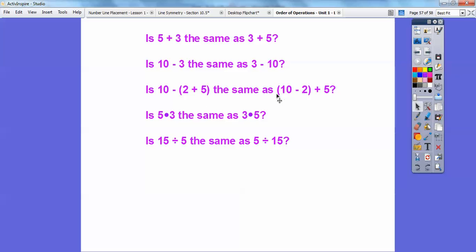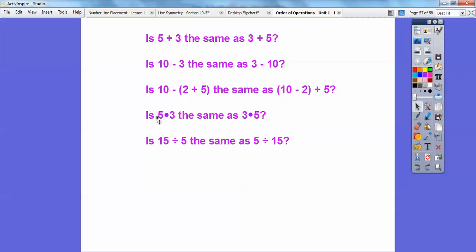This is called the associative property. I associated these two numbers with these two numbers. And when you put them in parentheses, it's called the associative property. And I associated them through this subtraction sign. The associative property of subtraction does not work. It works for addition, but not subtraction.